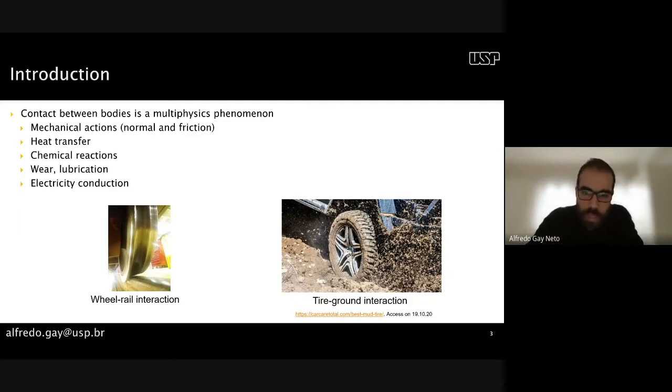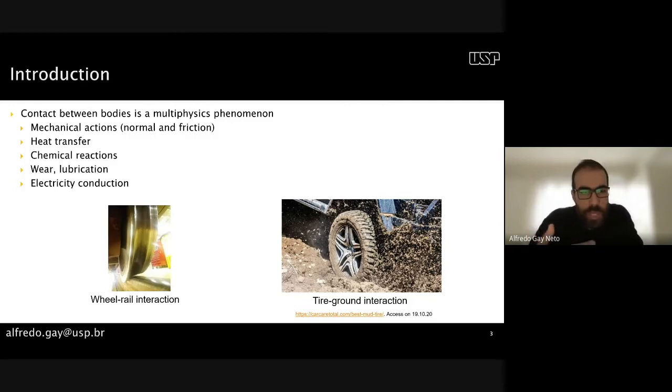And on the right side, this tire-ground interaction is a very complex system when you also have mud together. So you have a third body, or even more than three bodies. In this case, you have the tire, the ground, the particles, stones, and gravel, many complex things. So all these are practical contact situations that we can find in our life.